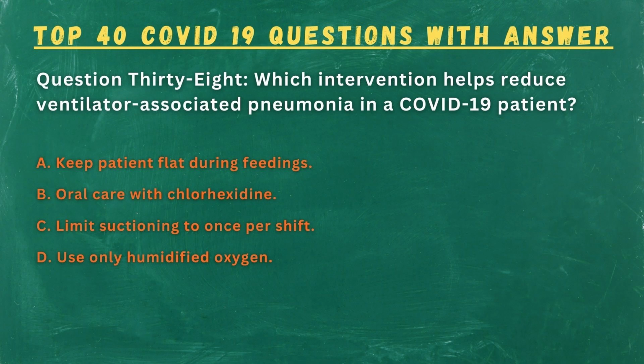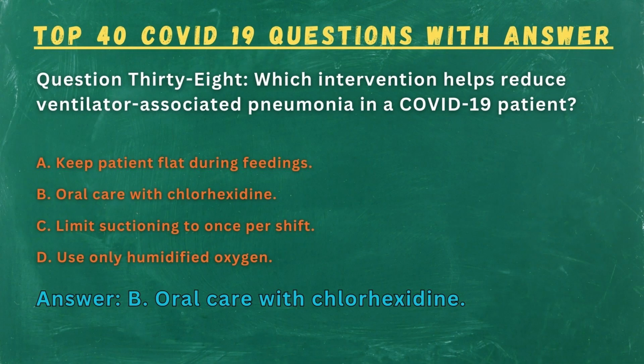Question 38. Which intervention helps reduce ventilator-associated pneumonia in a COVID-19 patient? A. Keep patient flat during feedings. B. Oral care with chlorhexidine. C. Limit suctioning to once per shift. D. Use only humidified oxygen. Answer: B. Oral care with chlorhexidine.